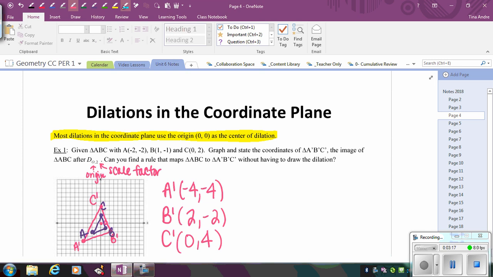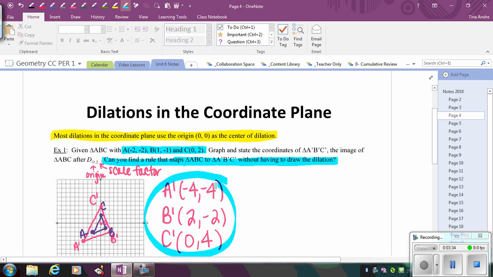This last question says, can you find a rule that maps the pre-image onto the image without actually having to do this on a graph? In other words, is there a shortcut? If you compare these original coordinates to these numbers right here, A to A prime, B to B prime, and C to C prime, is there a pattern that occurs? Hopefully you're seeing that really what we did was we multiplied each x value by 2 and each y value by 2. So that's the shortcut.